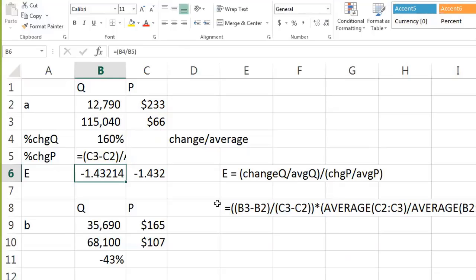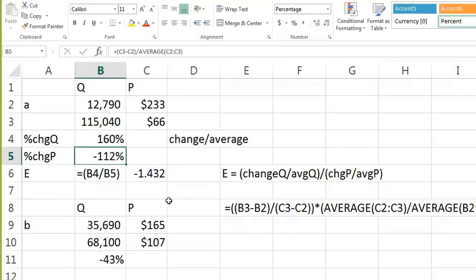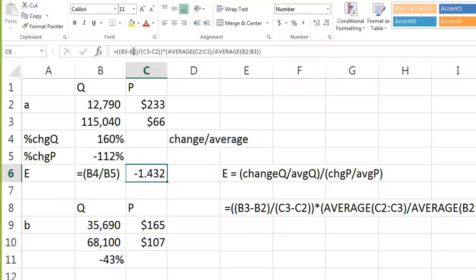And so the elasticity is just the percent change of Q divided by the percent change in price. What I did here in cell B6 is just divide those 2 things, the 160% divided by the negative 112%. So you can do it like that, have Excel figure out the percent change of Q in one cell, the percent change of P in another cell, and then divide those 2 things in a third cell. But you can also do everything all at once. And I did it one way here in cell C6.